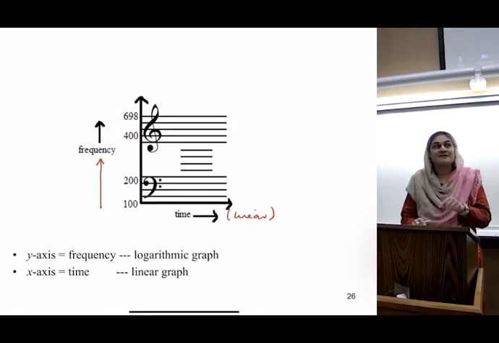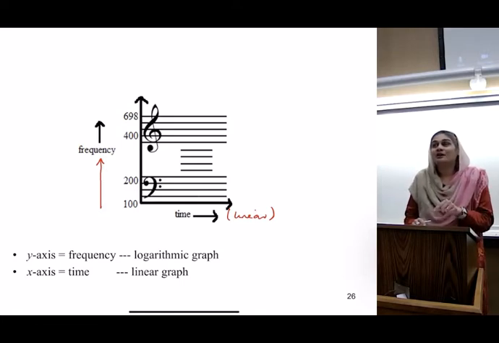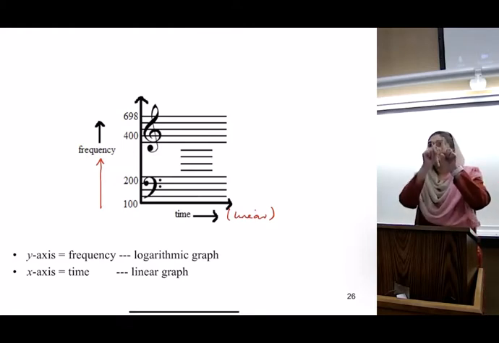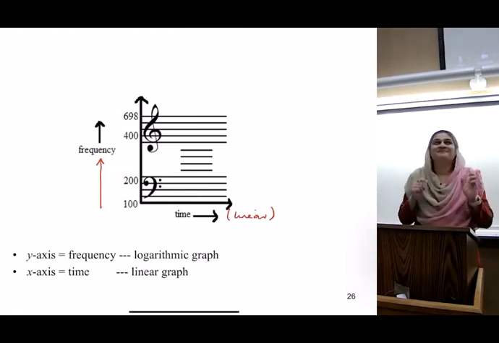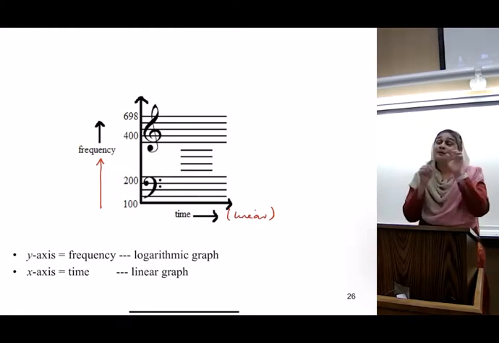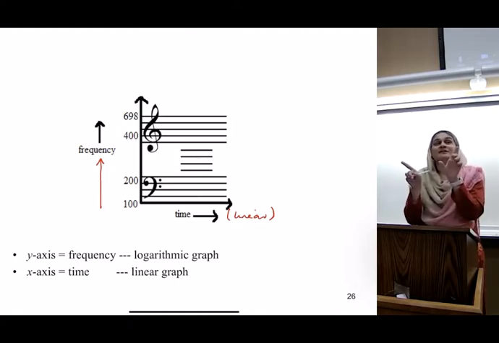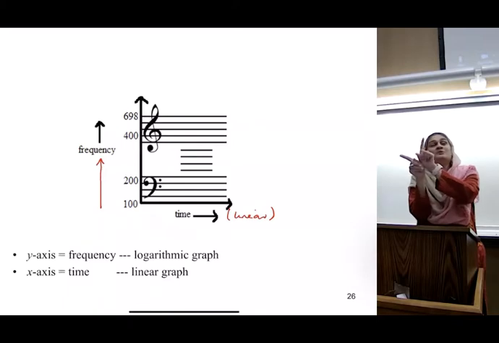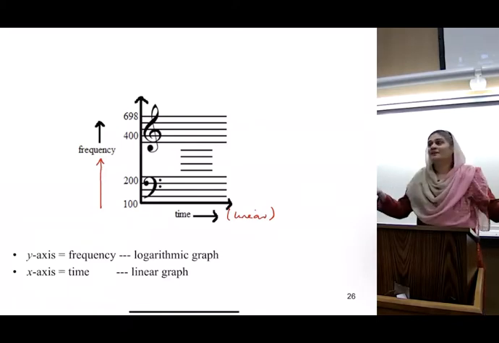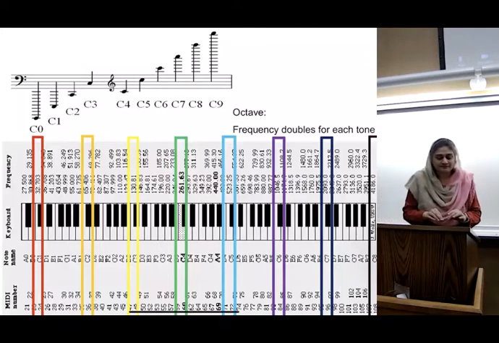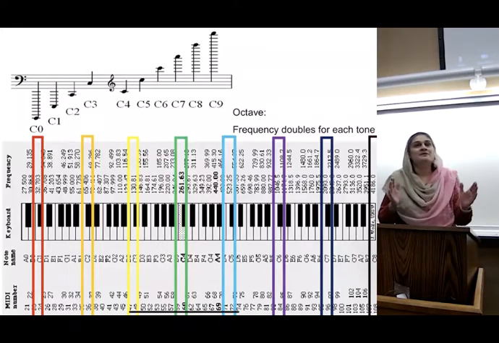And what is this graph called? It's called a semi-log graph. Why is it called a semi-log graph? Because one scale is log and one scale is linear. That's why it's called a semi-log graph. If both of them were linear, what would you call it? A regular graph. If both were logarithms, what would you call that? A log graph.